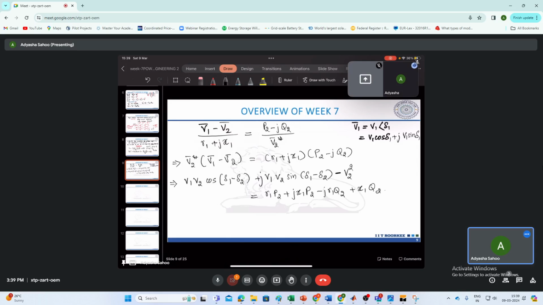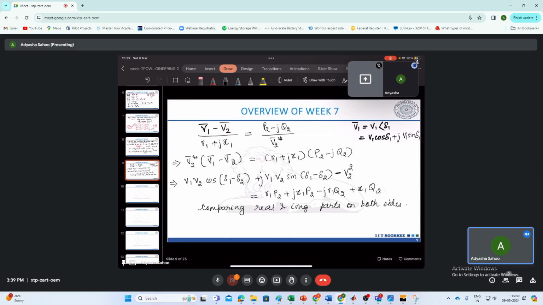So from here, if I compare the real and imaginary parts in both the equations, comparing real and imaginary parts on both sides of the equation.